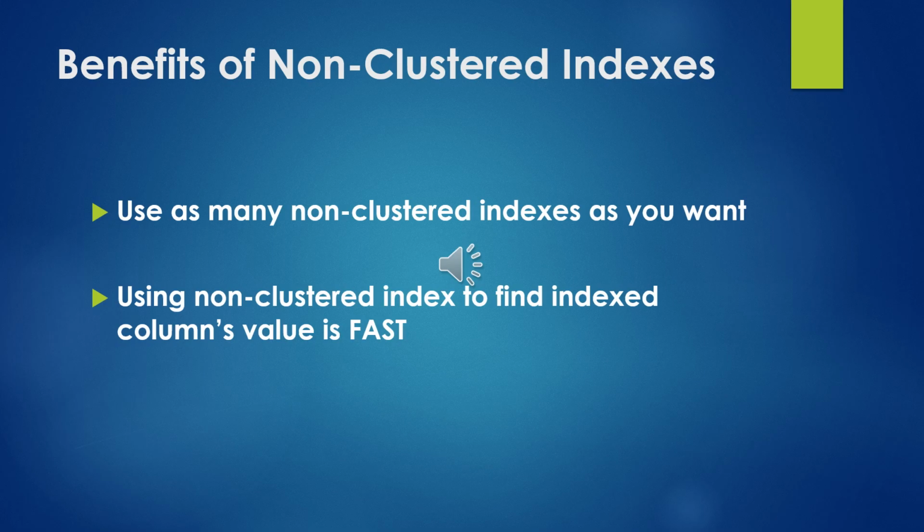Additionally, using a non-clustered index to find an index column's value is fast. SQL is just going through the ordered index data to find the value it needs. Again, something computers are really good at doing. However, if you need other columns of data from the row that you just looked up, SQL is going to have to use those index pointers to go find the rest of that row data somewhere else on the disk. This can really add up and slow down performance.